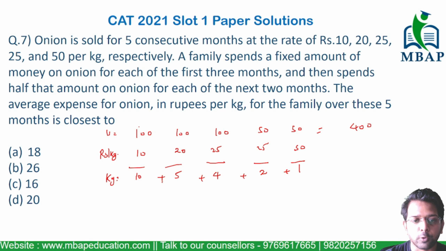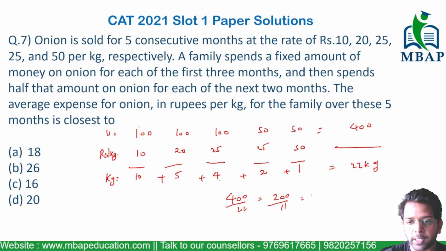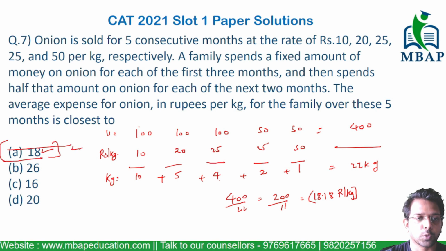Let's take the sum of the total amount of onions which I have purchased. 10 plus 5 is 15, plus 4 is 19, plus 3 is 22. Now 22 kgs of onion has been purchased for 400 rupees. So my average expense will be 400 upon 22, which is the same as 200 upon 11. 100 upon 11 is 9.09, multiplied by 2 will become roughly 18.18 rupees per kg. And the closest answer that you can mark for this question will be option A.